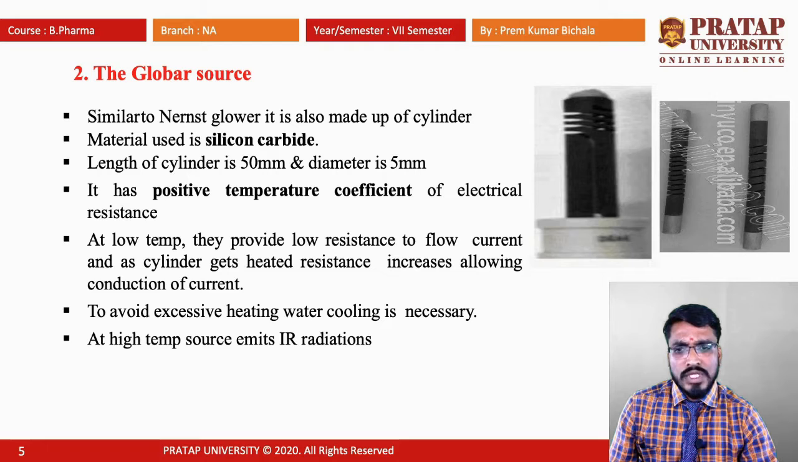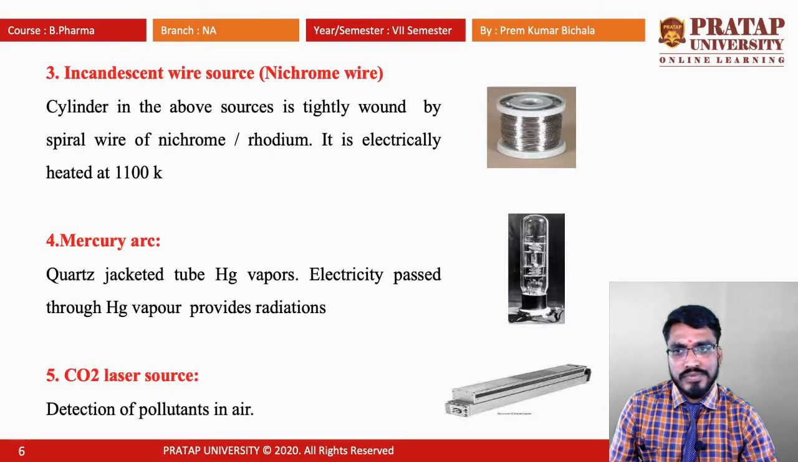If there is no change in resistance, we cannot get the evolution of IR radiation. So resistance changes occur to give conduction of current. To avoid excessive heating, water cooling is necessary. At high temperature, the source emits IR radiation. So similar to the Nernst glower, here also we use high temperature to emit the IR radiation.